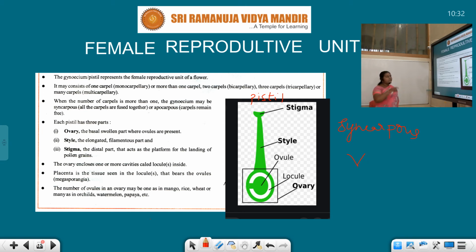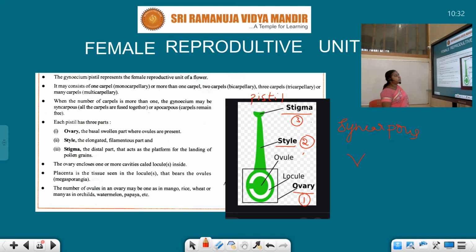Each pistil has 3 main parts. What are they, students? The first one is the ovary, the second part is the style, and the third part is the stigma. Ovary, style and stigma. Right. So let us talk about the ovary now.